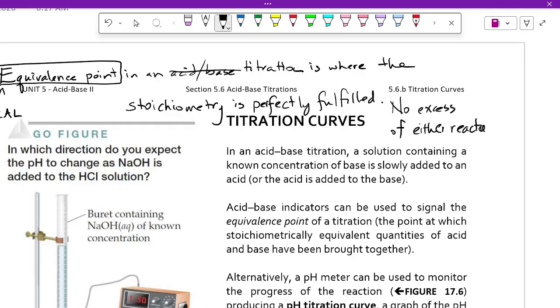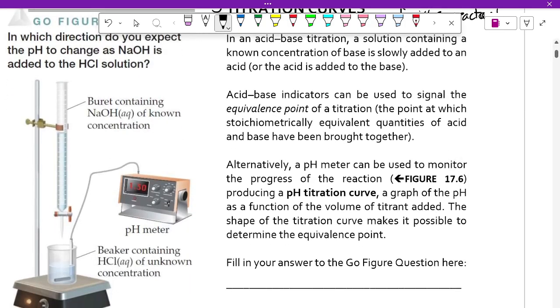You will often hear it said that the moles of acid equal the moles of base, but like I said, if you've got a 2-to-1 ratio, if you have Sr(OH)2 and HCl, and you've only got one H and two OHs, then it's going to be a 2-to-1 ratio instead of 1-to-1. So I can't say that the moles are equal, but anyway. So you can find the equivalence point.